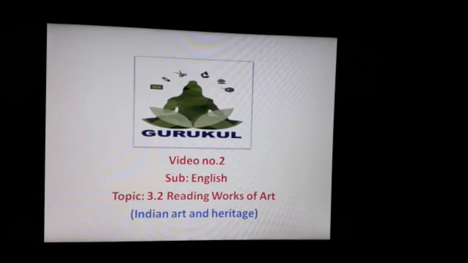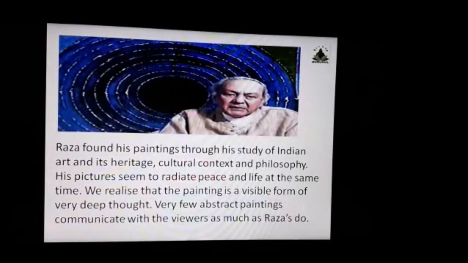Okay class, let's continue and get some more information about paintings done by Haider Raza. Raza found his painting through his study of Indian art and its heritage. That is, what was the theme of his painting? What would the basic idea be? So he got those ideas from the study of Indian art and its heritage, cultural context and philosophy. So he kept all those things in mind whenever he used to think of painting something. He would keep in mind Indian art, the culture, the heritage and the cultural philosophy.